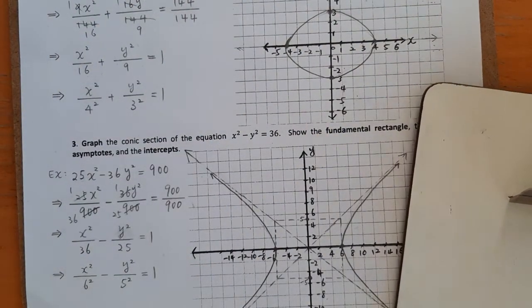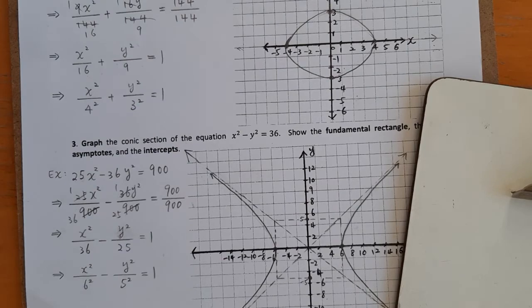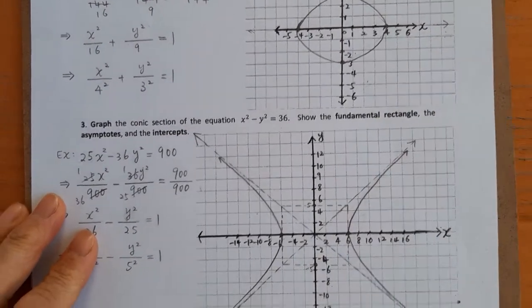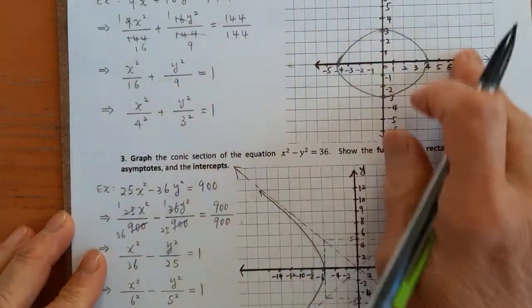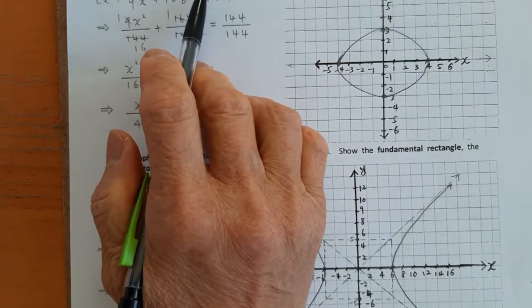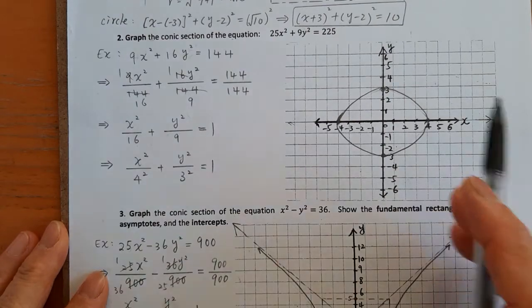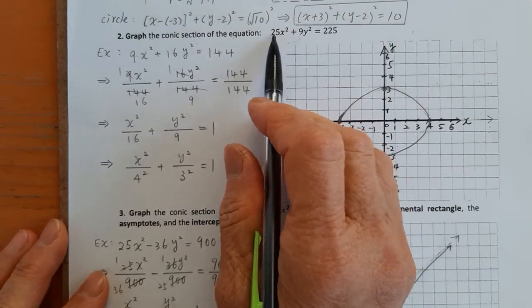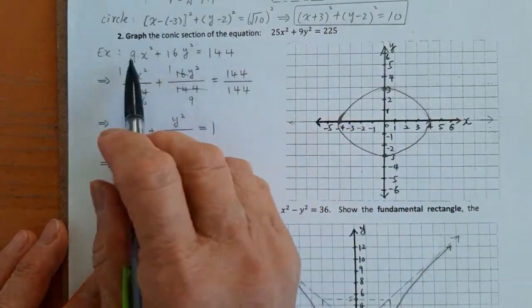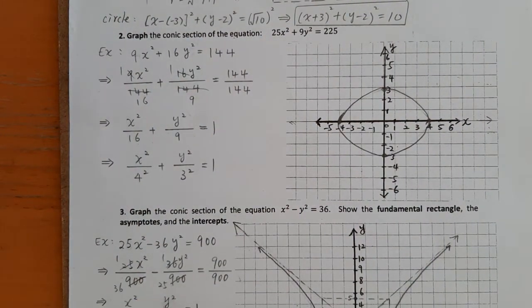Then next one, question 2. Question 2, draw the graph. Graph the conic section of the equation this. Now this is your homework question, so I'm going to use this as an example.